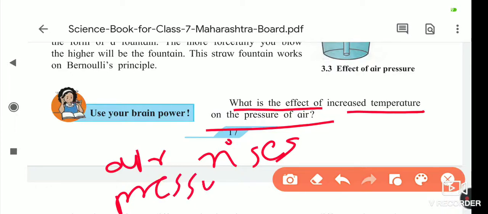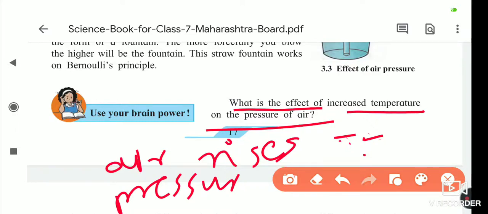As the air pressure rises, the air molecules collide with each other, and they exert force on each other. Suppose these are the air particles; they collide with each other, and due to this collision, force is exerted on each other.